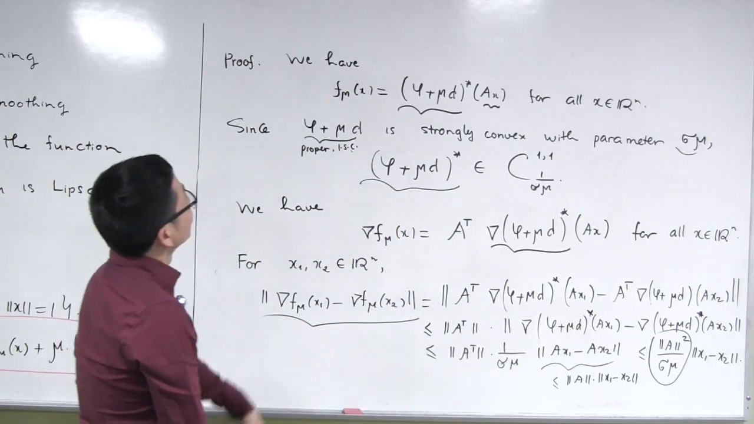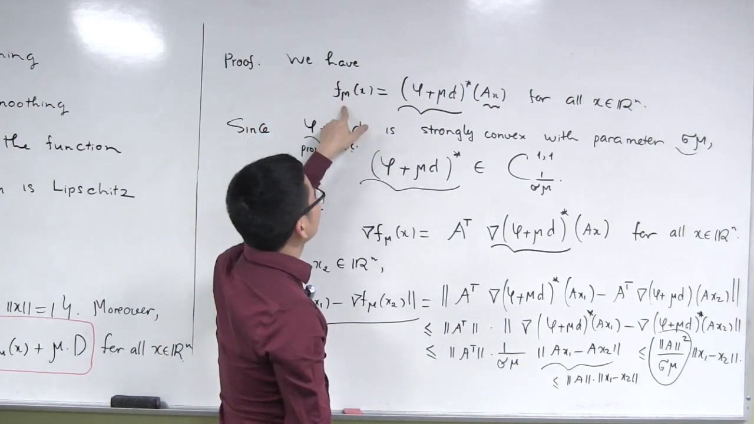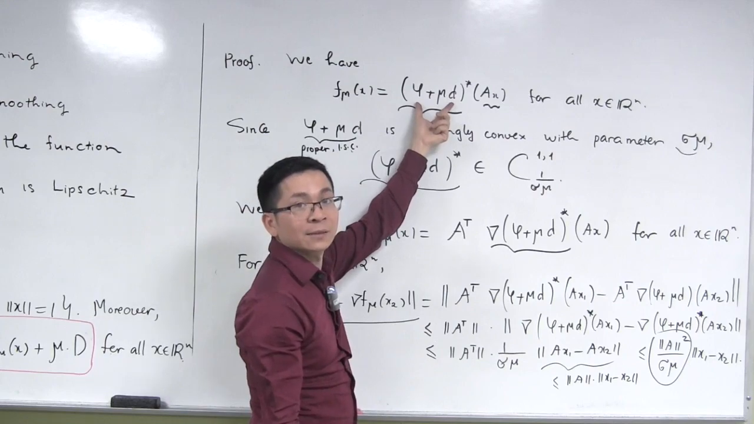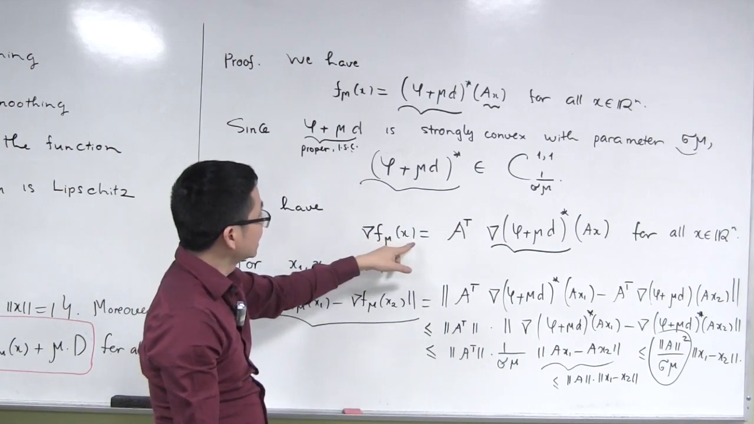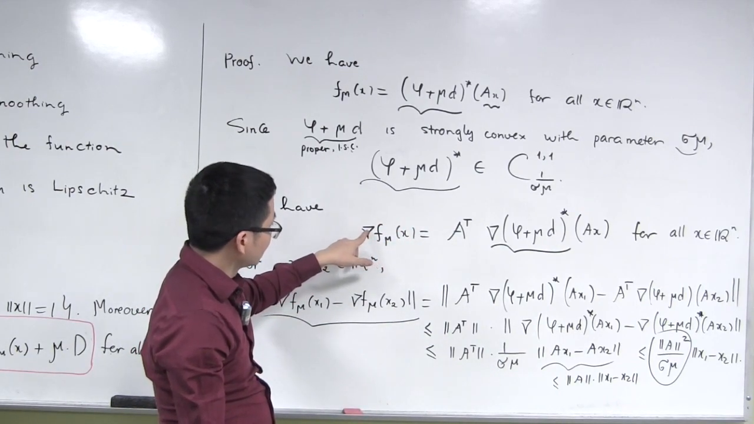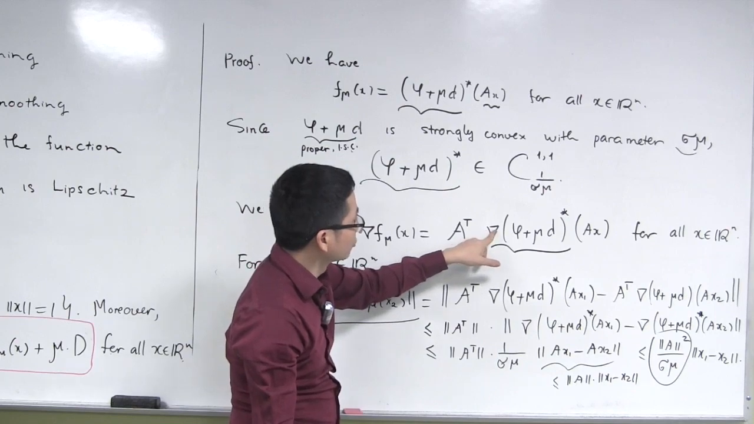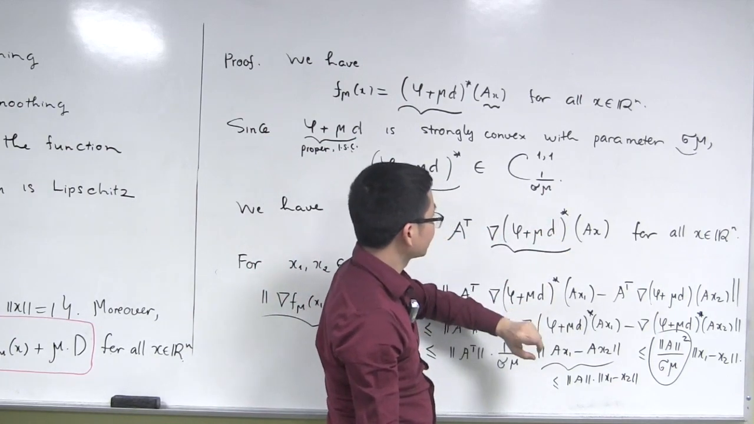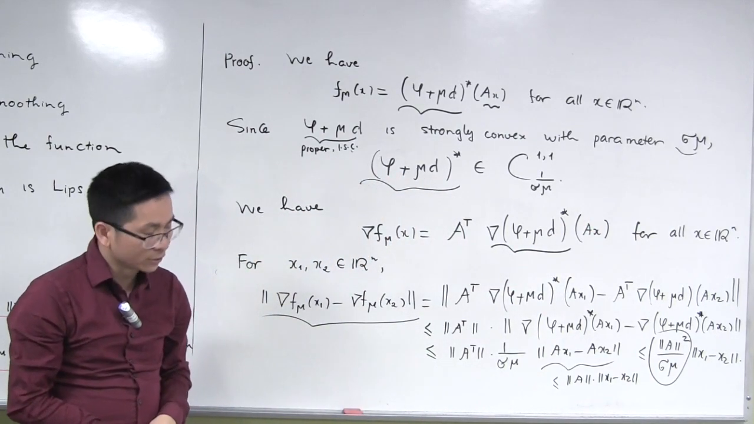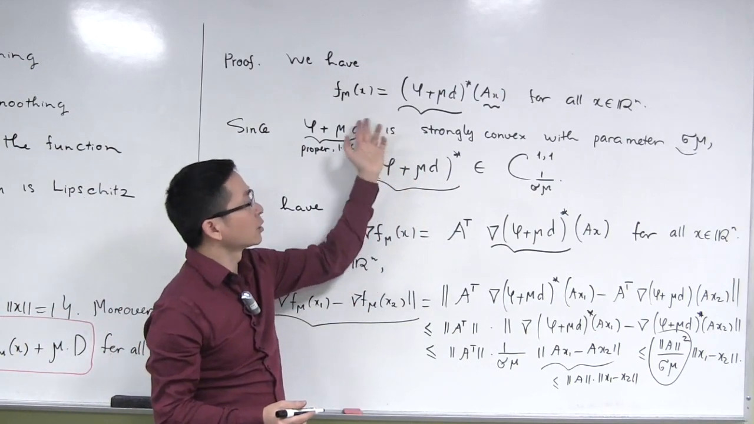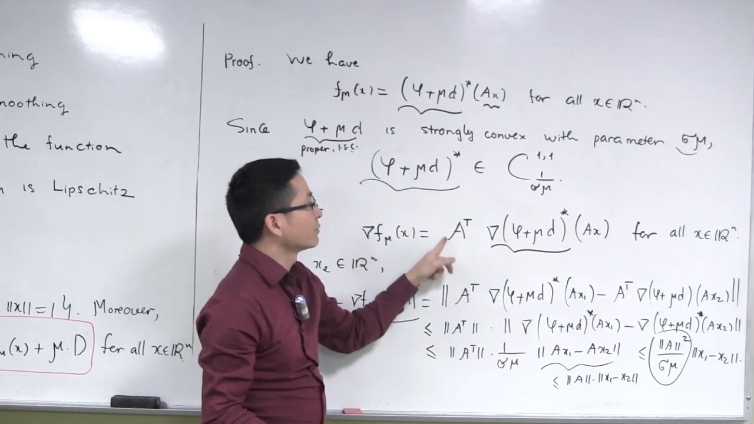From here we will see that f mu is just the composition of a C^1 function here and the matrix A. So its gradient is given by the following formula. The gradient of f mu of x is A transpose times the gradient of (phi plus mu d)* of Ax, and this is true for all x in R^n. So please review the composition formula for the gradient, or for the derivative, to understand why we have to multiply by the transpose of A over here.